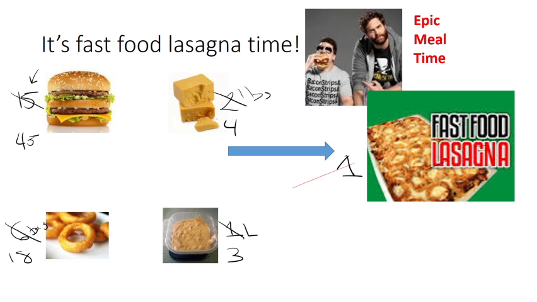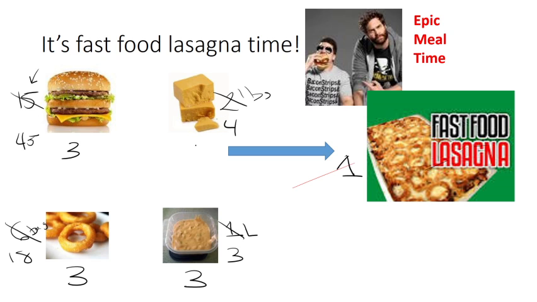So, if the crossed out numbers were our original amount that it takes to make 1 fast food lasagna, and the numbers that are not crossed out are our current values, right, for how much we have. If we look across, right, burgers, we could make 3 fast food lasagnas with the amount of burgers that we have. We could make 3 lasagnas with the amount of onion rings we have. We could make 3 lasagnas with the amount of Big Mac sauce we have.